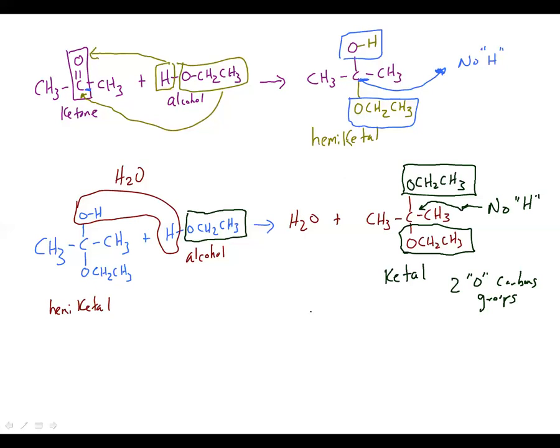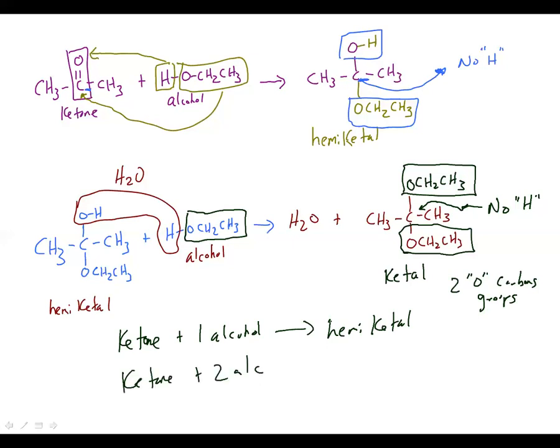involved. So just like the other one, if you start with a ketone and you add 1 alcohol, you will get a hemiketal. If you start with a ketone and you add 2 alcohols, it will take you all the way down to a ketal. You could also see that the 2 names that have the hemi in it, hemiacetal and hemiketal, those are the ones that have the OH groups. The ones that are called acetals and ketals do not have the OH group involved.